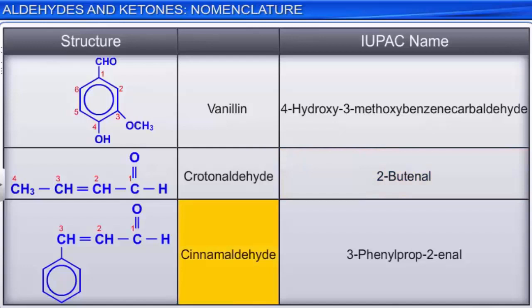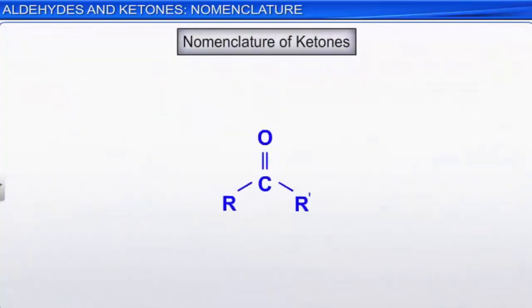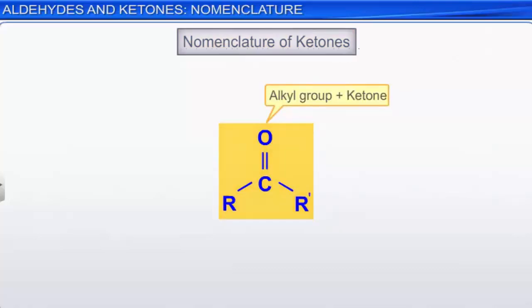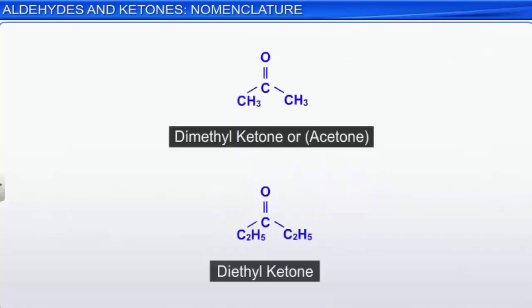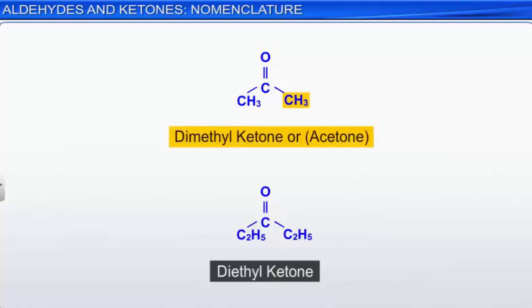Let us now turn our focus to the nomenclature of ketones. In the common system, ketones are named simply by adding the suffix ketone to the name of the two alkyl groups. In case of simple ketones, where both the alkyl groups are the same, the prefix di is used for the alkyl group. For example, the compound CH3 C=O CH3 is named dimethyl ketone or simply acetone, while C2H5 C=O C2H5 is named diethyl ketone.